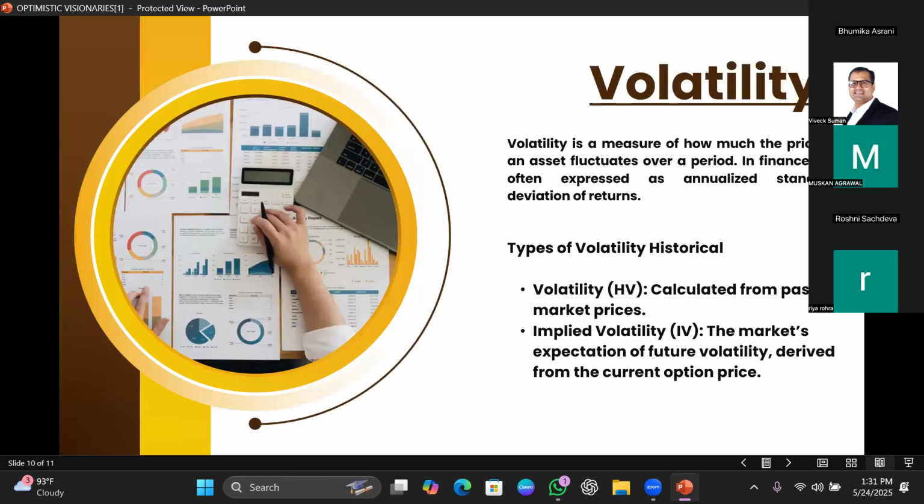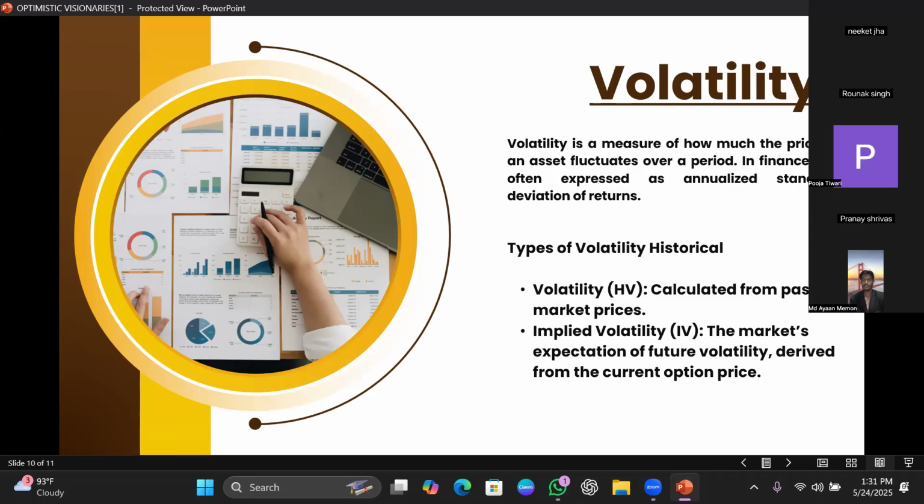Okay, thank you, Bhumika. So let's see what volatility is. Volatility simply means how much the price of an asset goes up or down over time. It shows the level of risk or uncertainty in the market. For example, if a stock moves from 100 to 110 rupees and then drops from 110 to 90 quickly, it has high volatility. That is, the price changes quickly. But if it slowly changes to 102 or 98 rupees, the volatility is low.